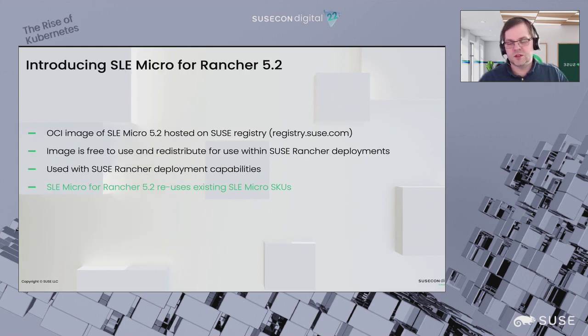Also new with the introduction of SLE Micro 5.2 is SLE Micro for Rancher 5.2. SLE Micro for Rancher is a custom created image, purpose-built really for the use with SUSE Rancher. It's an OCI image hosted on registry.suse.com. It's free to use and free to redistribute with SUSE Rancher deployments, and will be used with upcoming SUSE Rancher deployment capabilities. SLE Micro for Rancher reuses the existing SLE Micro SKUs. So there is no separate pricing. It reuses the standard SLE Micro pricing.